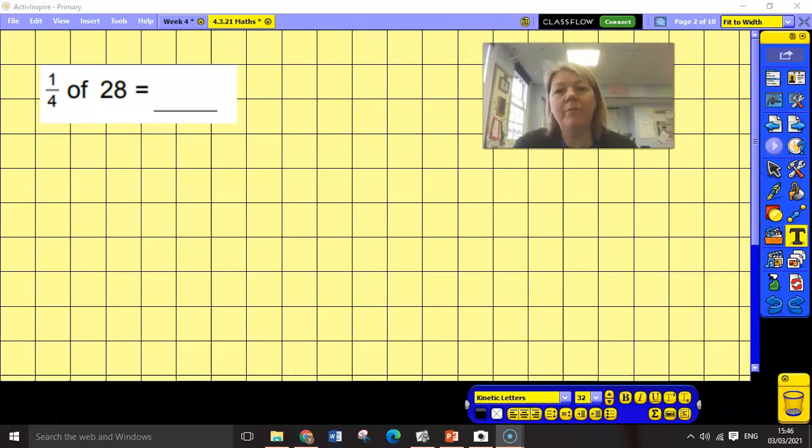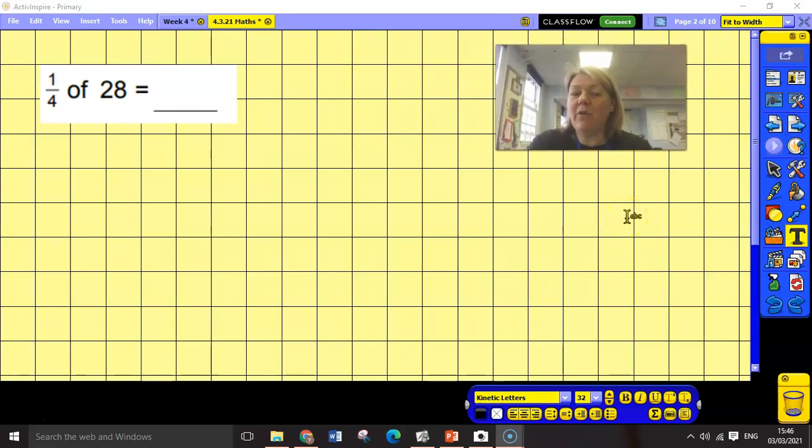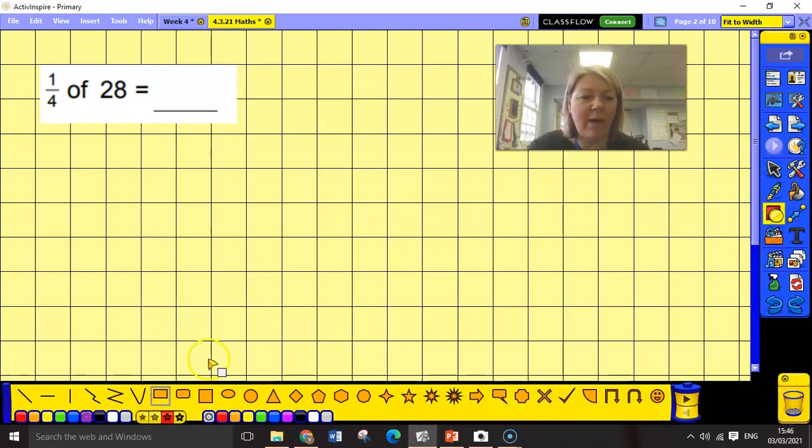Right, so you can have a go at this one if you want to. So 1/4 of 28. Okay, pause now, draw a bar model. What times table do you think you're going to need to know here? The denominator will give you a clue. Have a go and come back in a minute. Right, so how did we get on with that one then?